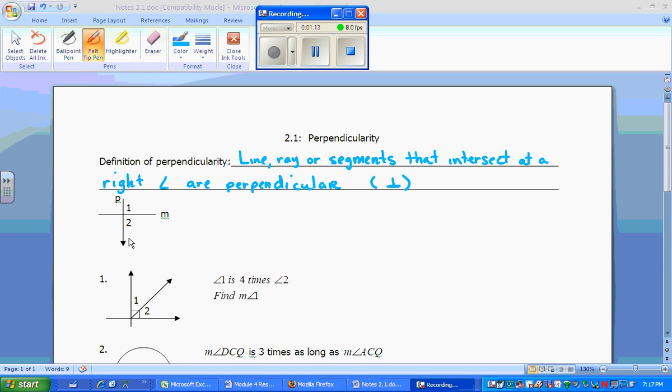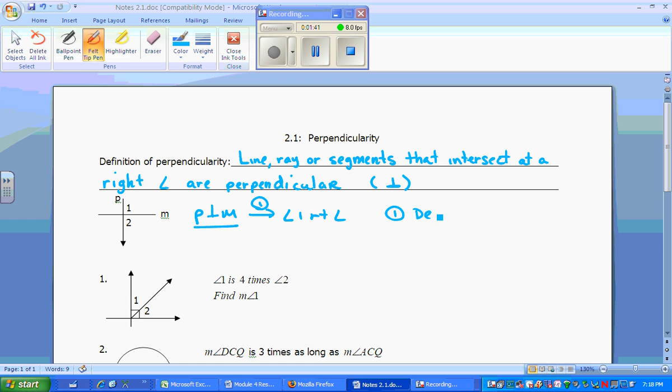So in this example over here, you will notice that you have line P and line M, and they're intersecting at 1 and 2 being formed right there. So what it would look like in a proof would be something like P would be perpendicular to M. That would be your given statement. Out of that, you would be able to say that angle 1 is a right angle. And the reason for that proof would be definition of perpendicular. So this is what it's going to look like inside one of your proofs, and the reason for it to go from here to here is going to be definition of perpendicular.